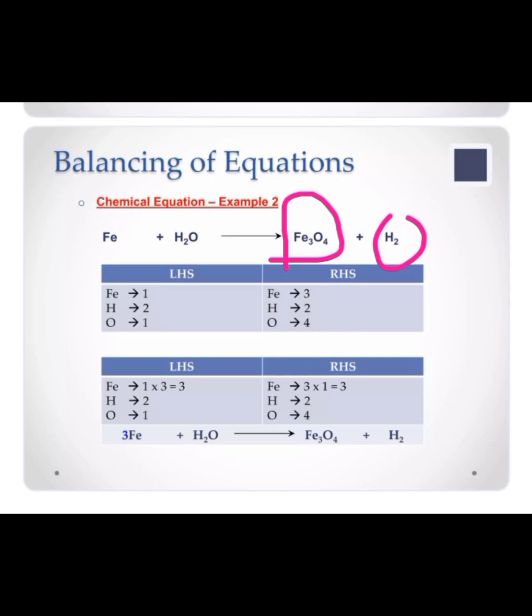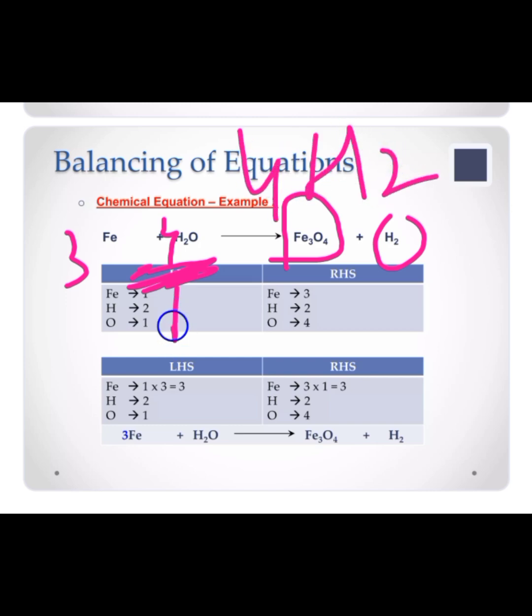Now the number of iron is 3 here, so we have to write 3 in front of the iron atom. Oxygen, 4 oxygen atoms are there, so we can put 4 in front of the water molecules. So 4 water molecules are there. Now we need to balance the hydrogen atoms. So a total of 8 hydrogen atoms, 4 multiplied by 2, 4H2, it means a total of 8 hydrogen atoms.